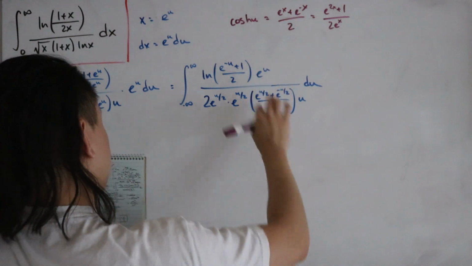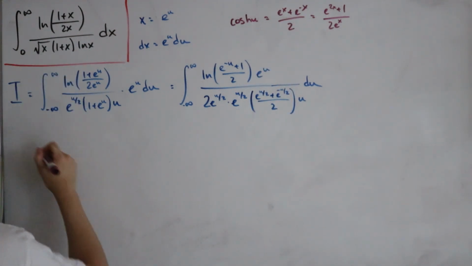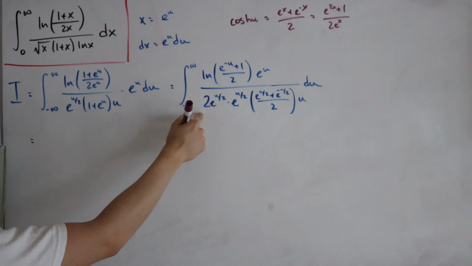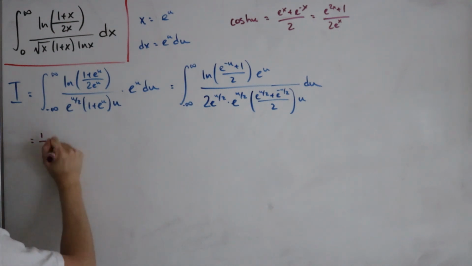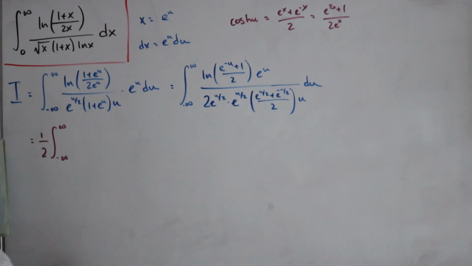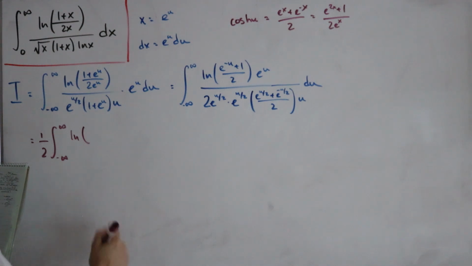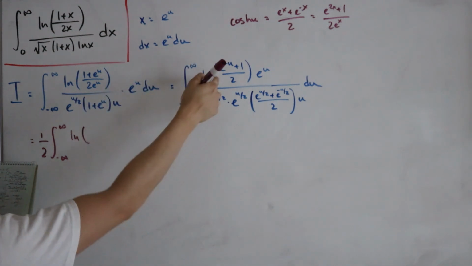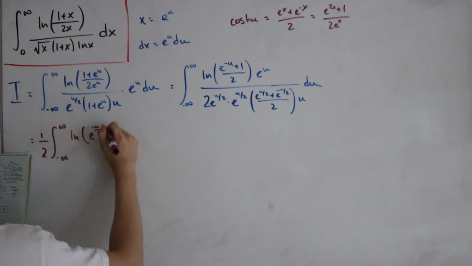What you'll notice is that this can be substituted back over here. So now we're going to be left with, just factor out the 2 outside of that for 1, and that's just going to be 1/2 multiplied by the integral from negative infinity to positive infinity. And then now we just have the natural log of, and I'm going to factor out the e to the minus u divided by 2 from the inside. So e to the negative u divided by 2.